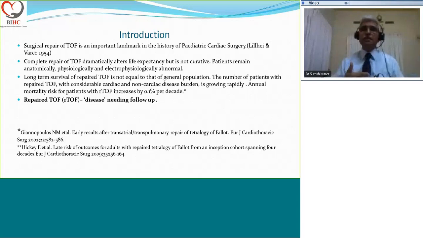The number of patients with repaired tetralogy is increasing so much that there is a major post-op population with a very considerable cardiac and non-cardiac disease burden. This number is growing rapidly, and this group has an annual mortality rate which increases by 0.1% per decade. Therefore, we have a new disease, let's say a new epidemic, repaired tetralogy. This is a disease that needs understanding so that you can follow up.